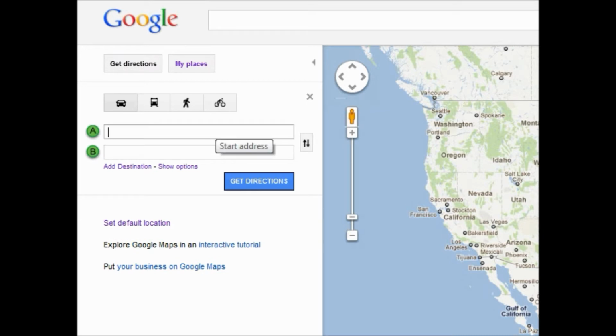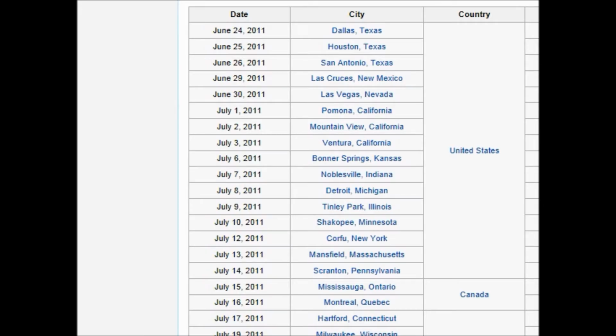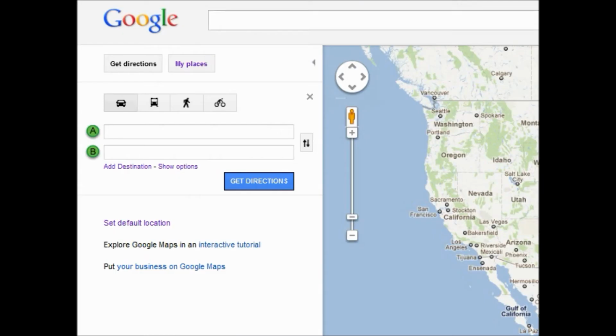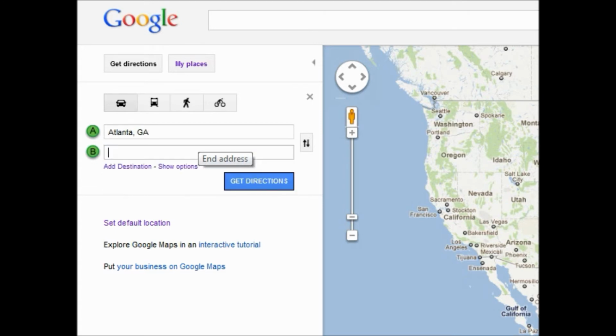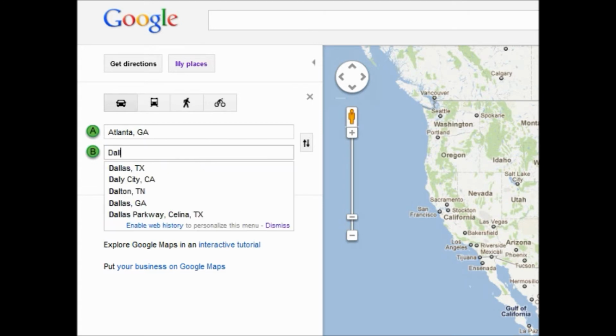So for instance, let's say it's something huge like the Warped Tour. These guys, the Silver Comet, they are in Atlanta, Georgia. So from Atlanta, Georgia to Dallas, Texas, and then all these other dates. You start just plugging that in here. So the first one, Atlanta, Georgia, and they're going to Dallas, Texas.